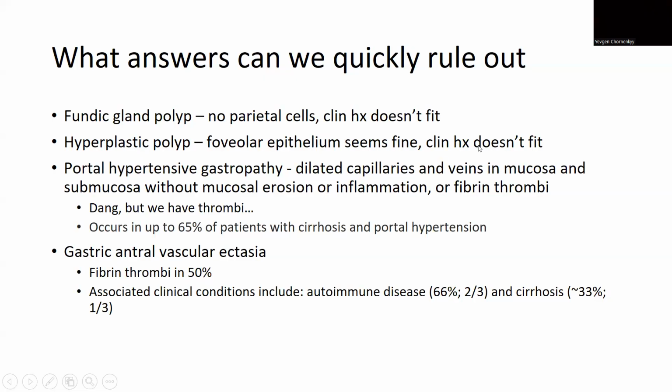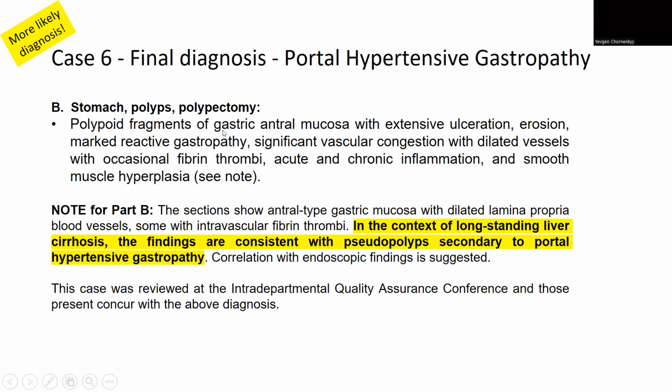So we talked about this, and then this was how we signed it out. We did a descriptive as a header, and then we said that in the context of drinking and liver disease, we think this is portal hypertensive gastropathy.